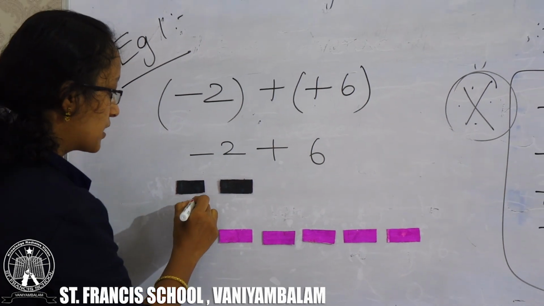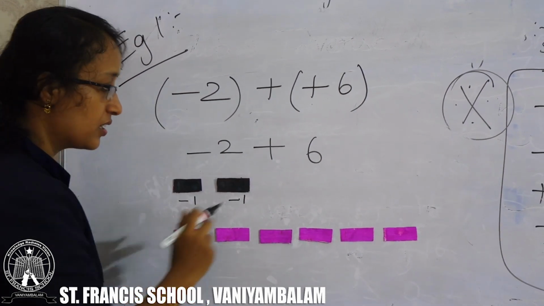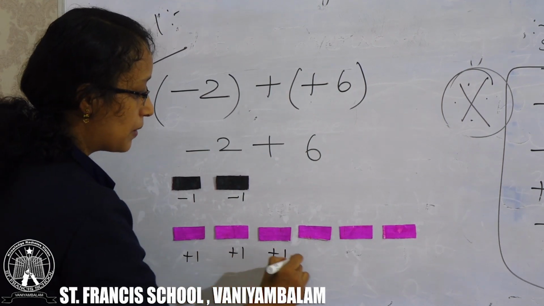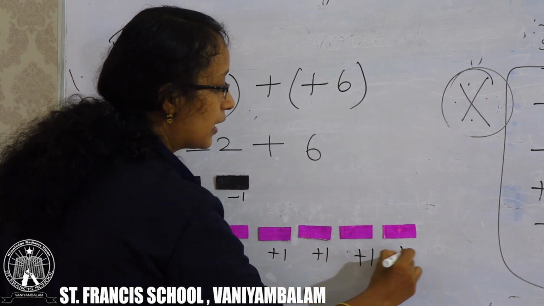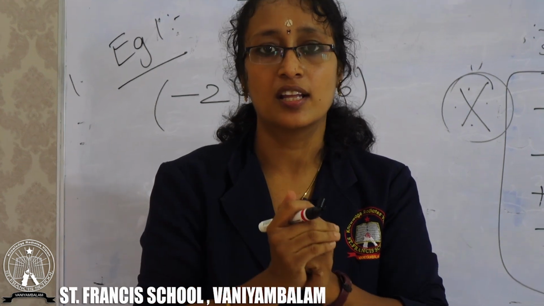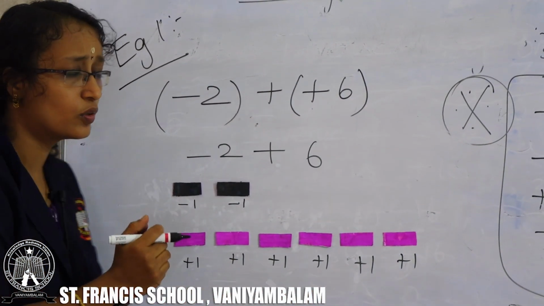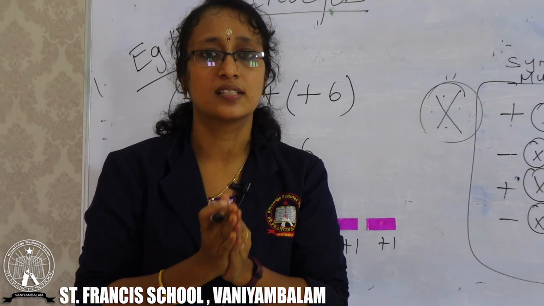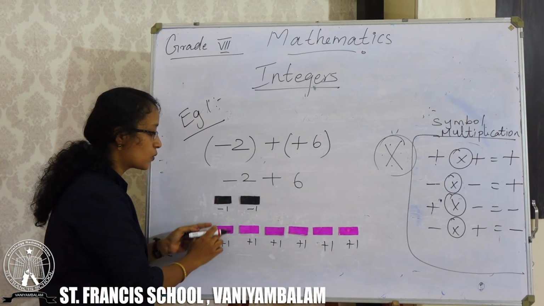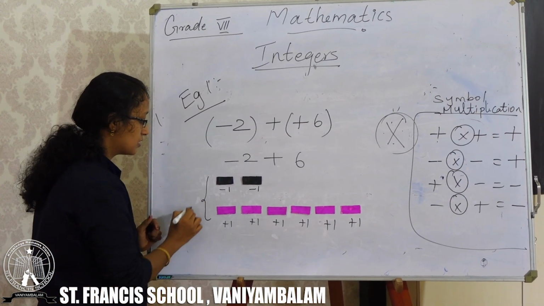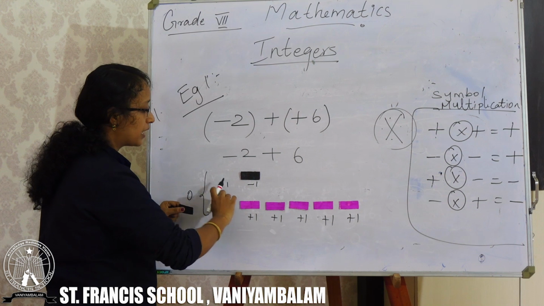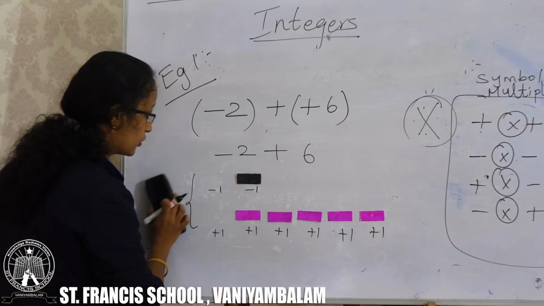That is minus 1, minus 1. Am I right? And you have plus 6. So this is plus 1, plus 1, plus 1, plus 1, plus 1 and plus 1. We are doing this problem with the help of a model, and your model is tile. So you know that plus 1 and minus 1, same number but different symbols, will give 0. So minus 1 plus 1 becomes 0. Okay, so you can remove one set, minus 1 and plus 1, 0.